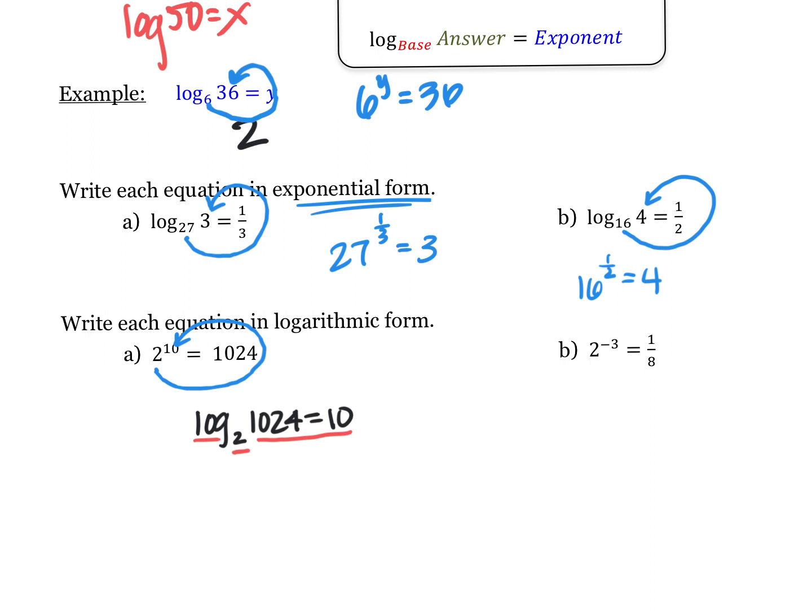A couple ways to double check if you got it right. We could just go type in 2 to the 10th. We could also go type in math, up arrow, log base.